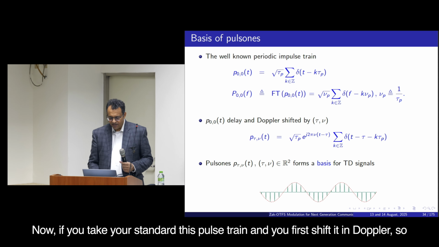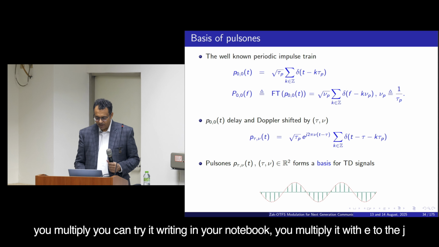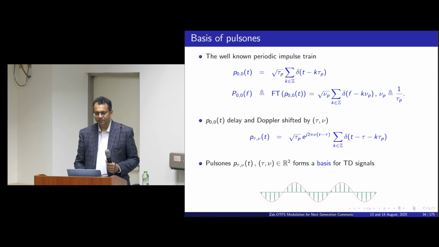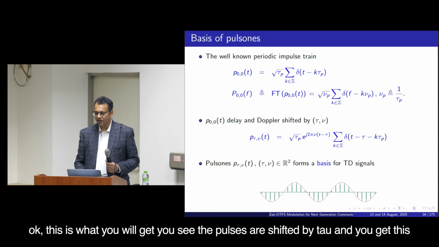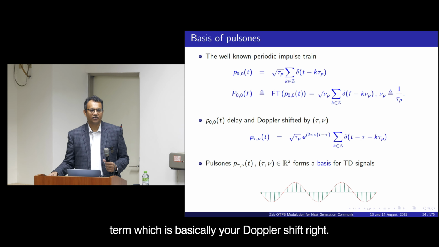Now, if you take your standard pulse train and you first shift it in Doppler, so you multiply, you can try writing it in your notebook, you multiply it with e to the j 2 pi nu t, okay, and then you delay that by tau. When you do that, this is what you will get. Okay? This is what you will get. You see the pulses are shifted by tau, and you get this term which is basically your Doppler shift, right.